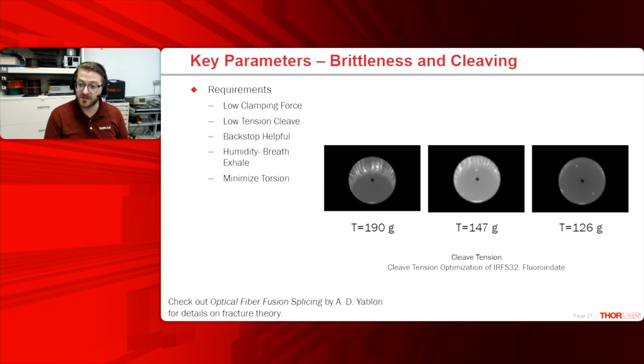Another thing that the soft glass fiber manufacturers don't particularly like my recommendation on is humidity. Humidity can help the flaw propagate into a flat cleave. It can also be a nucleus for crystallization on some fibers. So make sure that if you introduce any humidity before you apply any heat, get rid of that humidity as well. If you want more information on fracture theory and cleaving optical fibers, Andrew Yablon has a very good book called Optical Fiber Fusion Splicing, and that's got a lot more information on that.